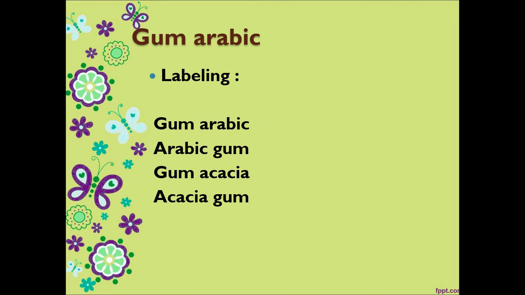And these are the labeling for gum arabic. You can see in the label, sometimes it's labeled as gum arabic, sometimes as arabic gum, sometimes gum acacia, sometimes acacia gum. They are actually all the same thing.